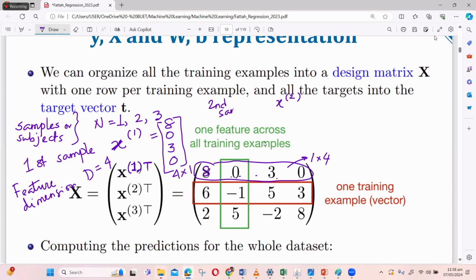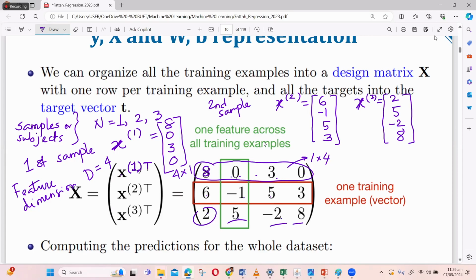So in this problem, also x2, the second sample or second subject, and its features are given: 6, minus 1, 5, 3. This one is given. Similarly, the third sample, which is also a vector, is also given: 2, minus 2, 8, 5. So these are the given data, feature values.